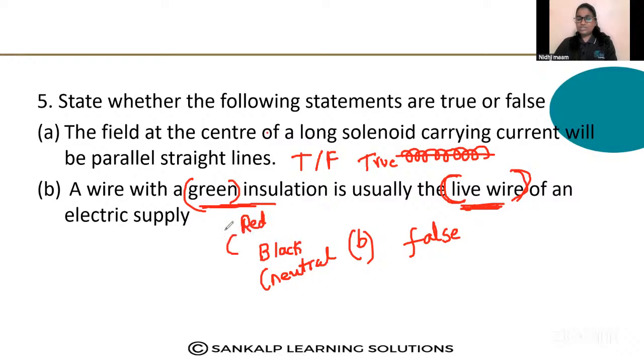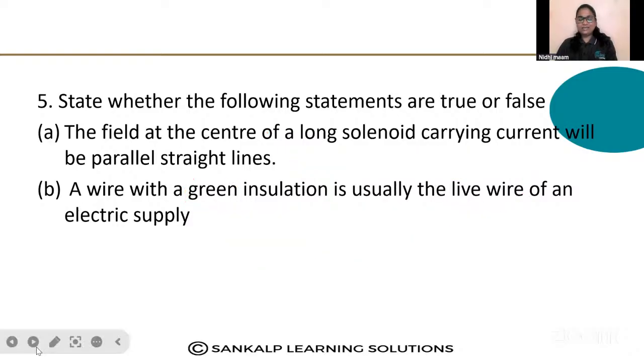Sorry, which wire will be green in color? Babu answered it. It is the earth wire. Earth wire will be green in color. Neutral wire will be black in color. Live wire will be red in color. Next question.